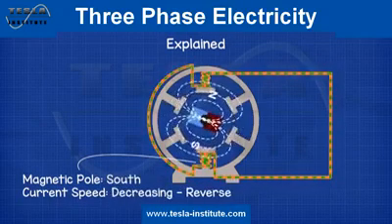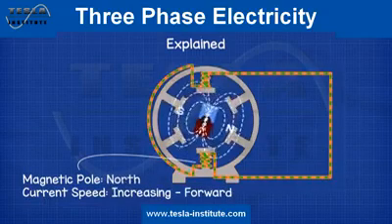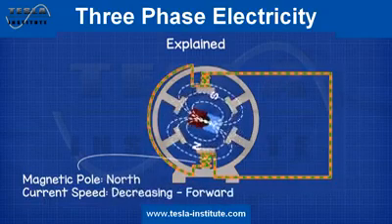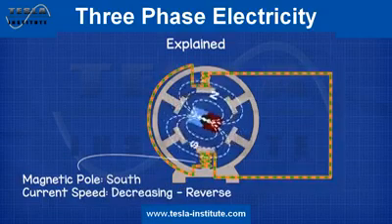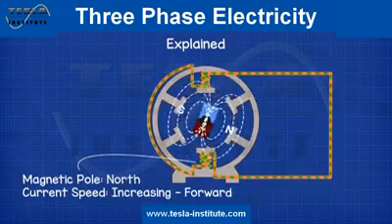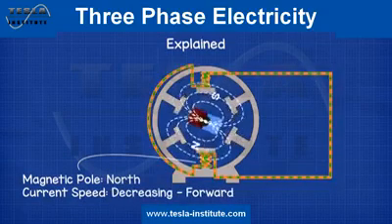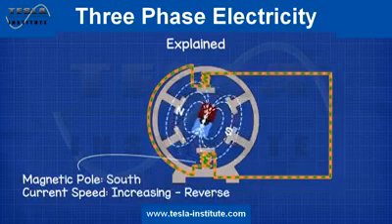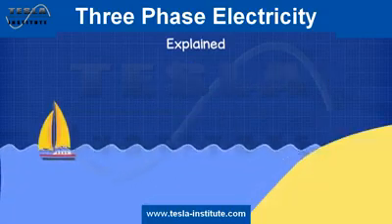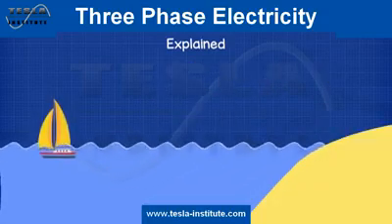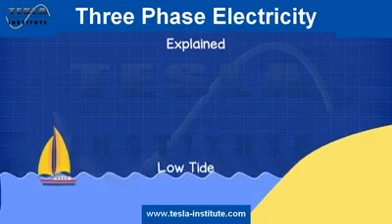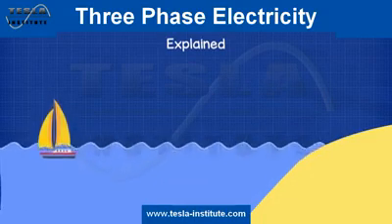Then comes the negative side of the magnetic field, and as this passes through, it's going to pull the free electrons backwards. Again, the flow of electrons will flow faster and faster up until the maximum point of the magnetic field, and then it will decrease back to the neutral point. This is why AC electricity is called alternating current, because the current of electrons alternates in direction backwards and forwards, just like the tide of the sea.